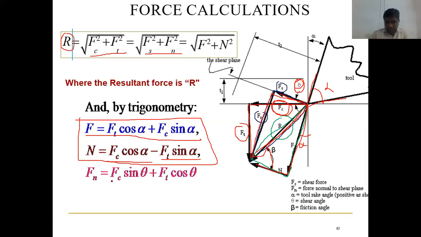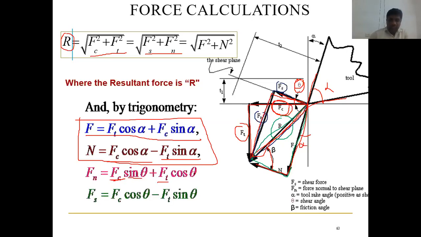There is a formula for the normal reaction: cutting force into sin theta. Here theta comes into the picture. Theta is nothing but your shear angle. You know the shear angle, right? Using the alpha value and beta value, as well as the R value, you can calculate the theta value, which is the shear angle. If you know the shear angle and you know FC and FT, you can calculate the shear normal reaction: FC sin theta plus FT cos theta.